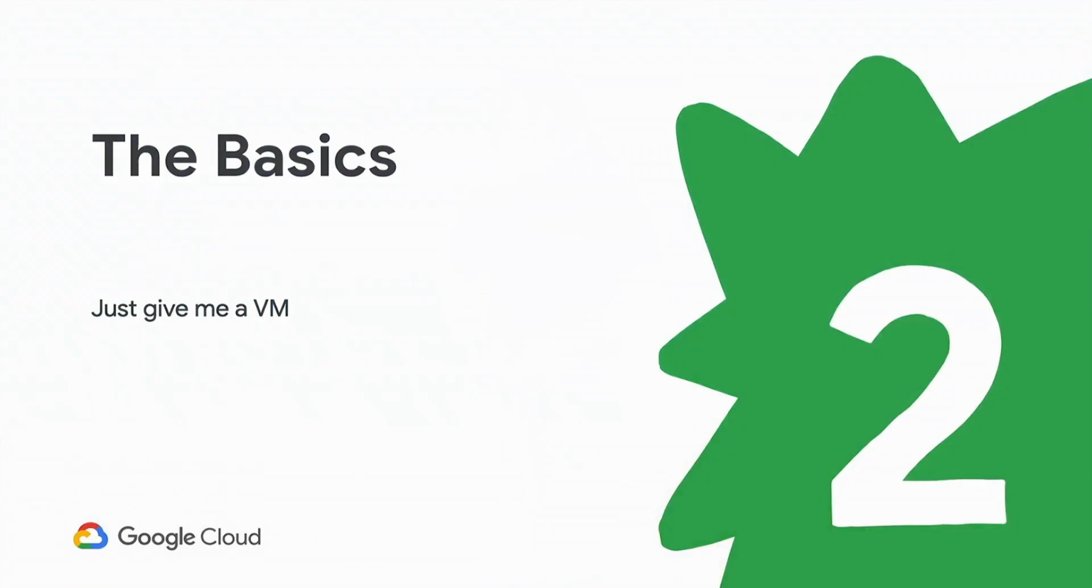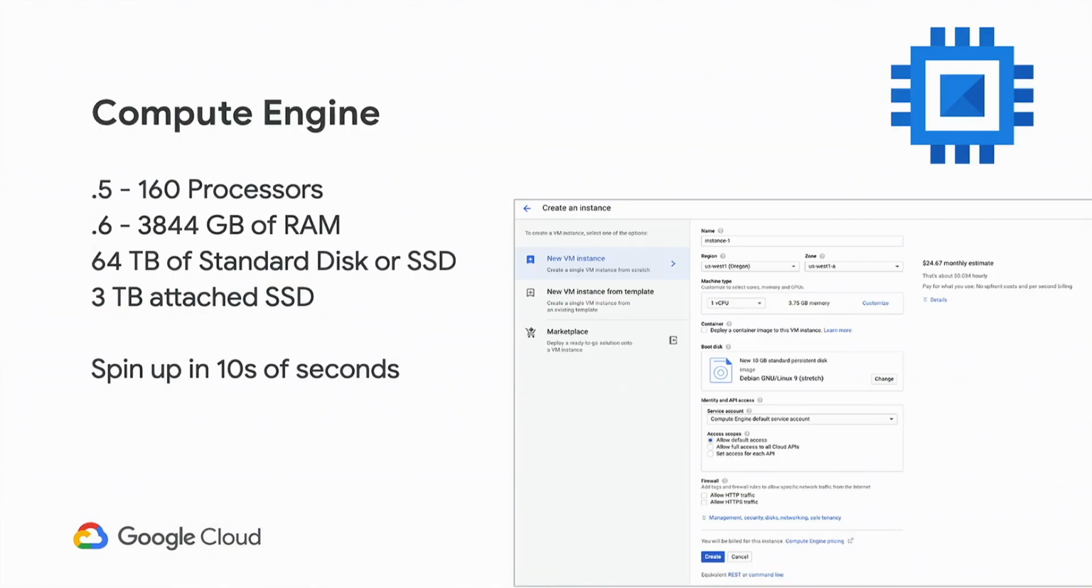Now let's get started with the basics: just give me a VM. Google Cloud Compute Engine is our cloud virtual machines that have a wide range of options, from shared cores to 160 processors, up to 3.8 terabytes of RAM, which essentially, if you're running a server rack, is one full server rack. And for attached disks, we have up to 64 terabytes of disk, or locally attached SSD for up to 3 terabytes. Now I'm just going to demonstrate to you how fast it is to create a machine on Google Cloud Platform. Please switch to demo.